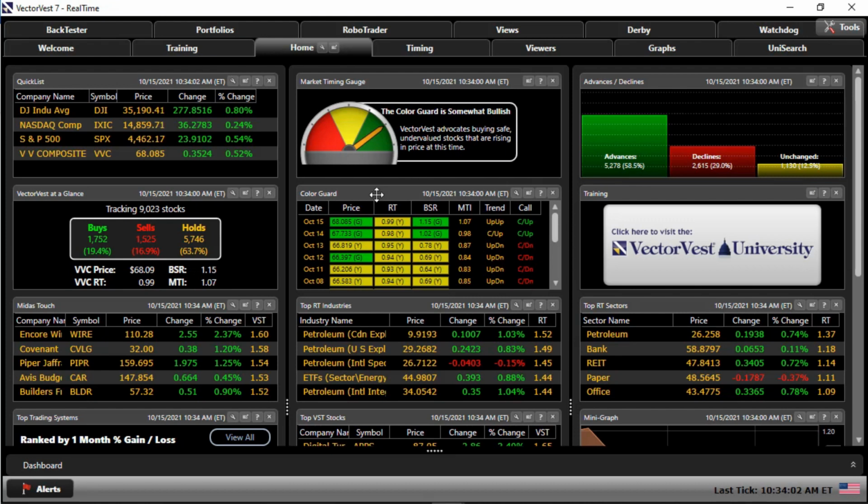The guidance is the same. We have a green light in the price column of the color guard, green light in the buy to sell ratio column. The MTI now on a current basis has climbed above 1. Look at the advanced decline ratio, actually a 2-to-1 ratio. Twice as many stocks are going up today than are going down. So is the market in an environment today that is conducive to us buying stocks? The answer is yes.